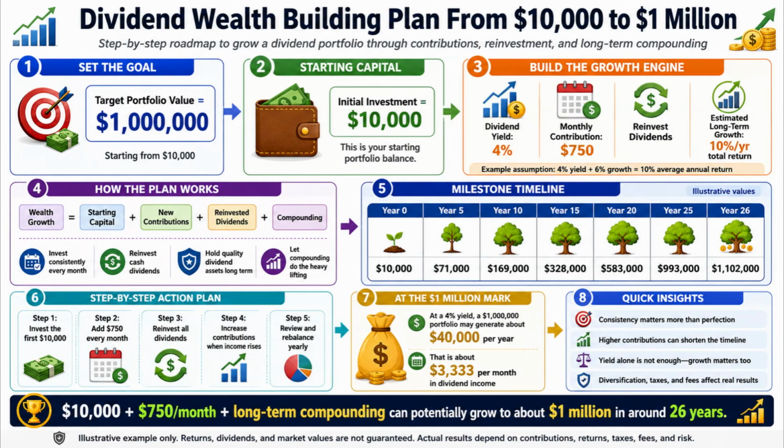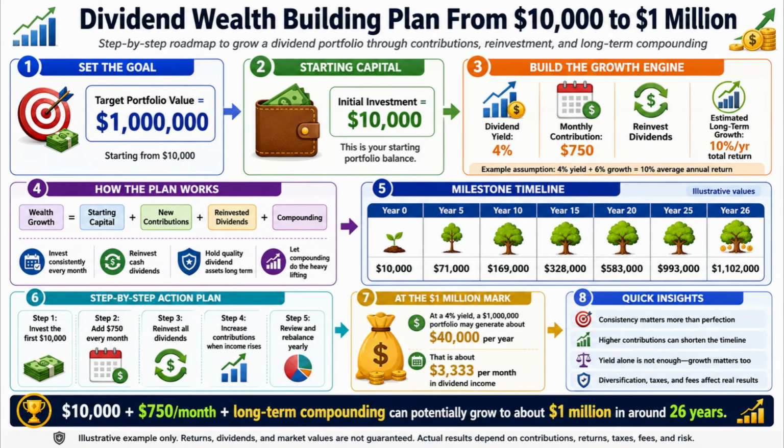After that, by year 20, it may reach around $583,000. Then, by year 25, it may be close to $993,000. Finally, around year 26, it may pass $1 million and reach about $1,102,000. Now, the action plan is simple.